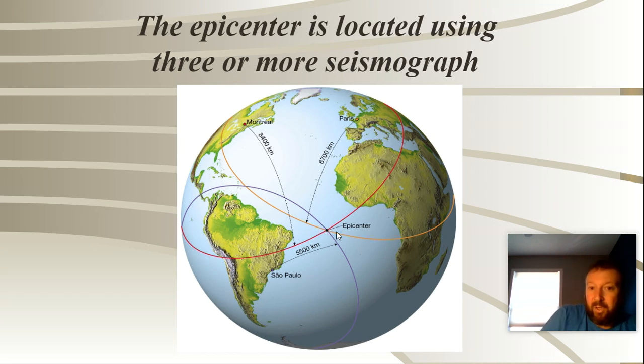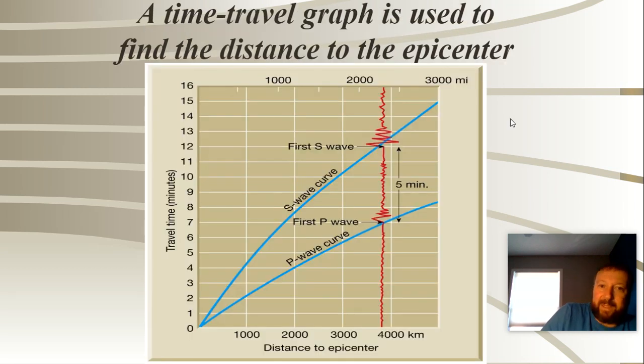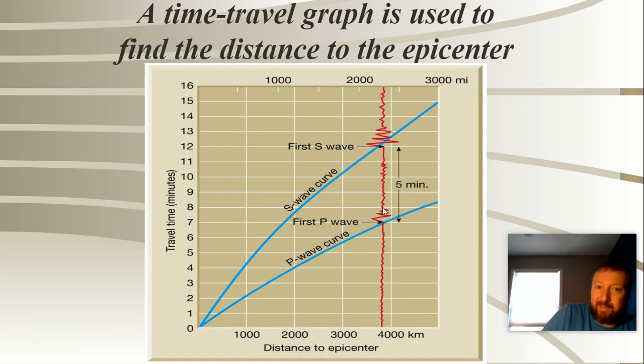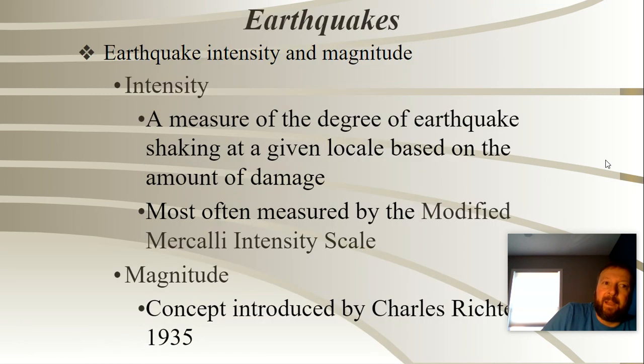Because if I only use 2, say this yellow one and the blue one, it could either be where we mark the epicenter, or it could have been over at this marking. 2 circles will connect at 2 different points. 3 of them will only produce 1 point, or 1 epicenter. Here's a graph showing the S wave and what we're trying to find, the distance away from it: the larger the distance between the S and the P wave, the farther away it is.